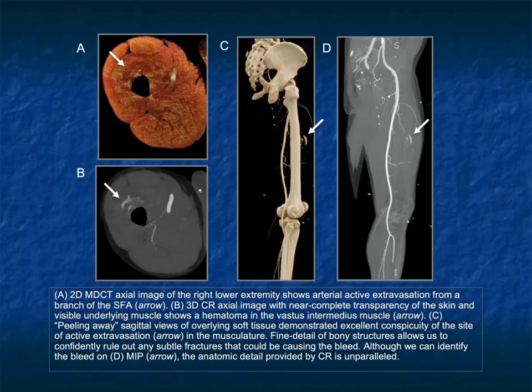Although I like cinematic rendering, I still will routinely do MIP on all vascular injuries. I think MIP is particularly good at looking at very subtle sites of extravasation. As commented, peeling away the sagittal views of overlying soft tissue demonstrates nicely the site of active extravasation in the musculature. The fine detail of bone allows us to rule out even the most subtle of fractures. So again, nice example showing you soft tissue, showing you vessel, and showing you bone, and the value of cinematic rendering, but also the fact that MIP imaging is something we will be using.